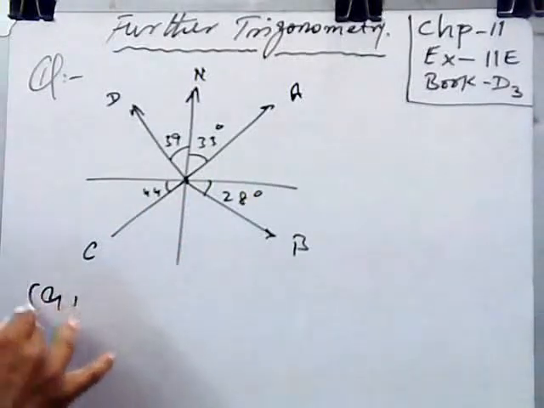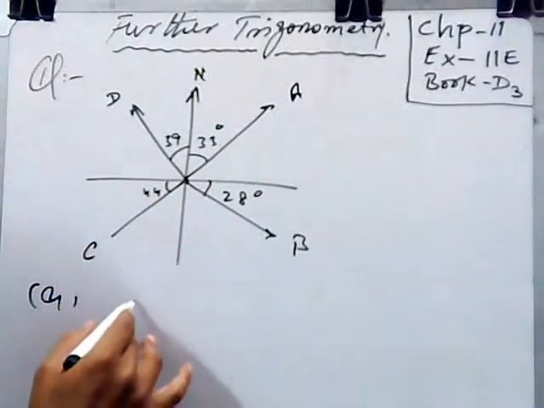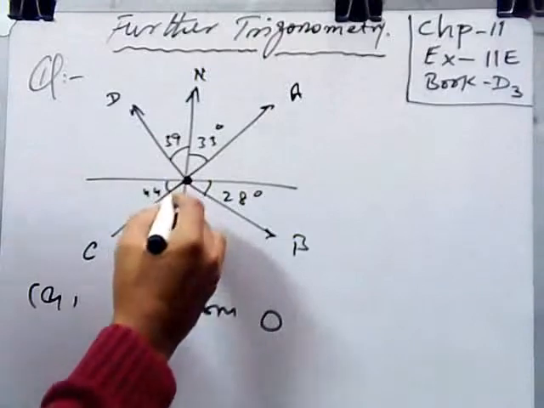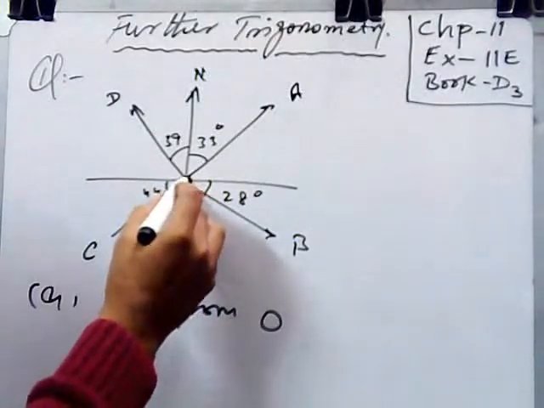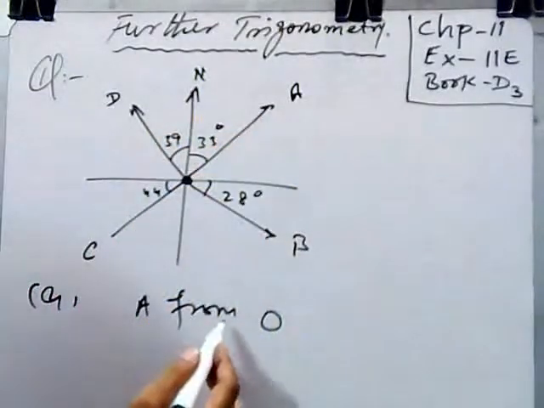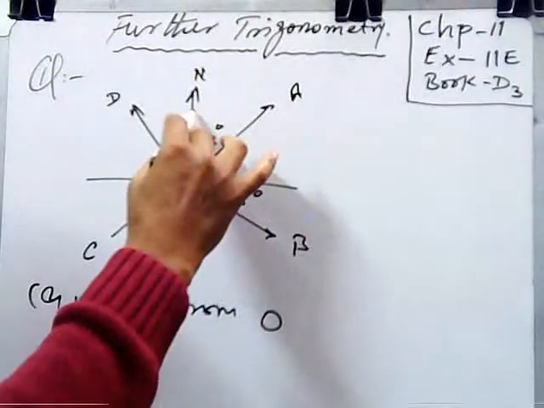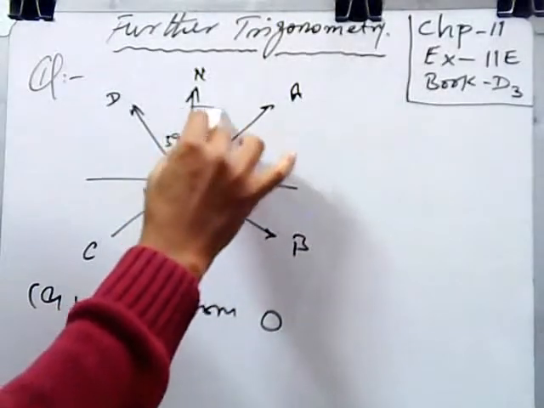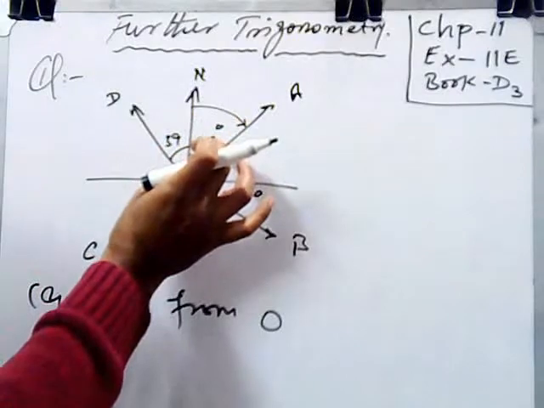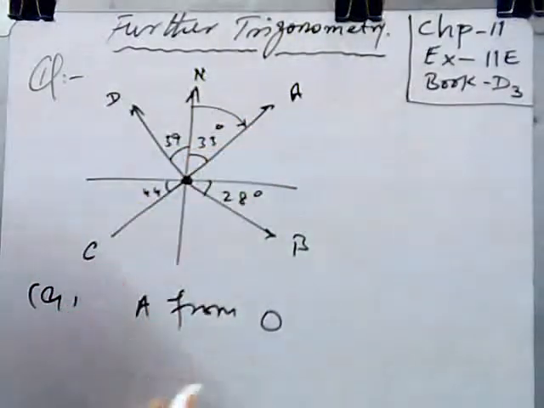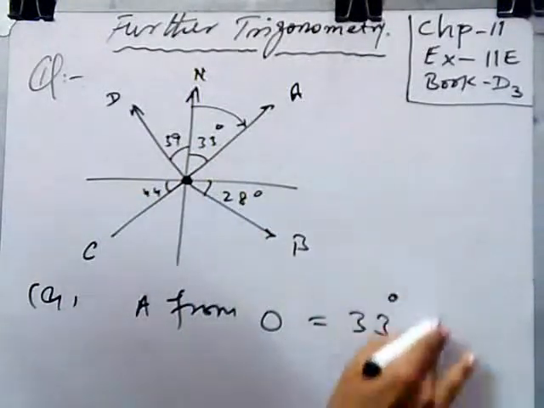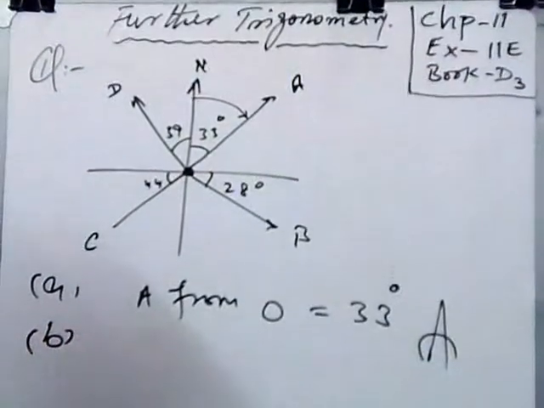In part A we have been asked for A from O, where O is your central point, and we have to start from north and go in the clockwise direction. How to find it? We start from O, that is from north, in clockwise direction, up to A. So up to A is this area, and this degree is equal to 33. So the result is 33 degrees.